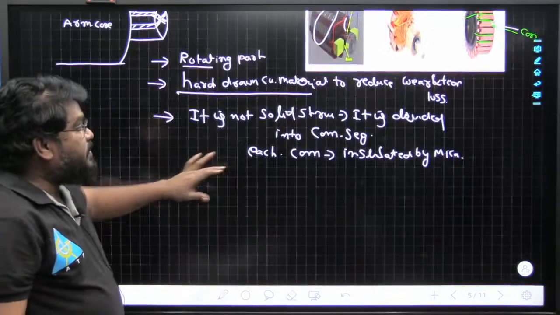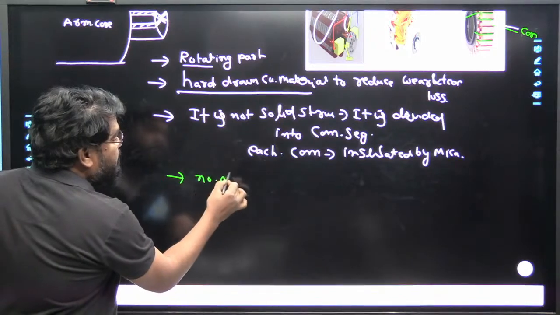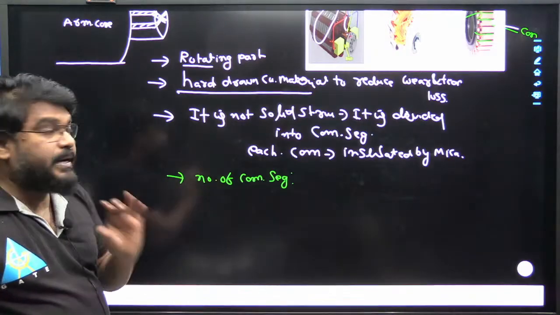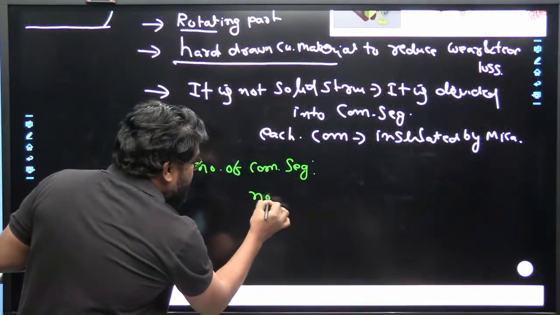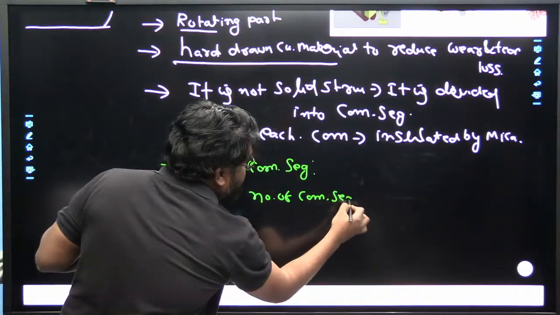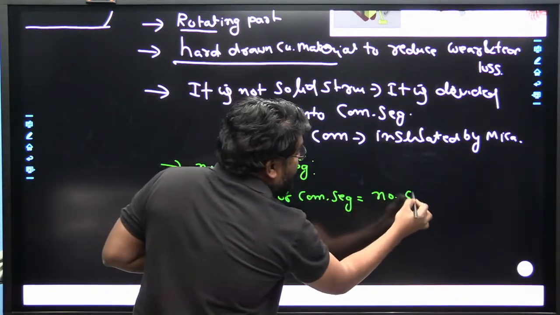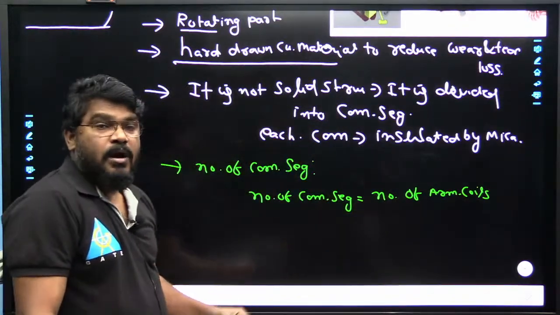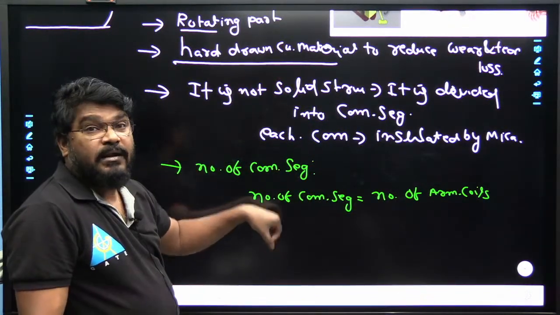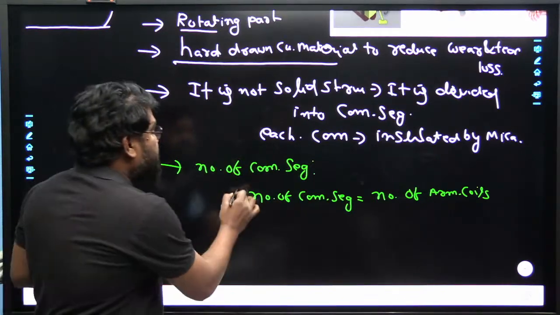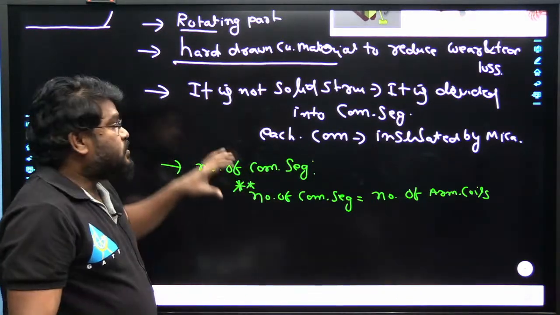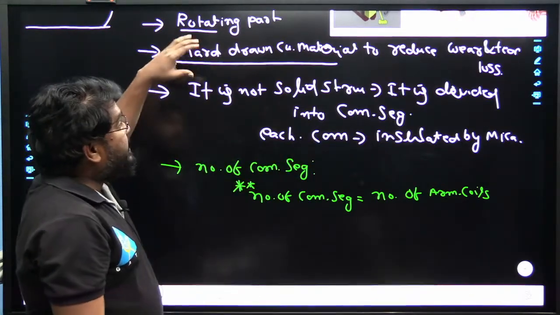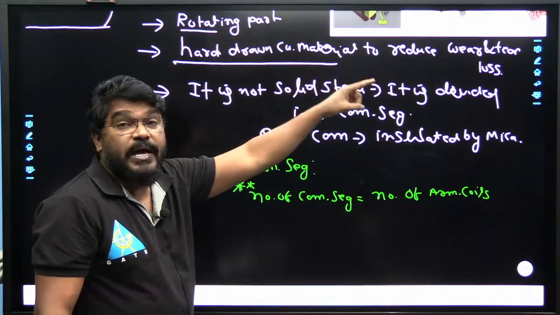Next, we have a question: what is the number of commutator segments? The number of commutator segments is always equal to the number of armature coils. Suppose there are 32 coils; how many commutator segments are required in the commutator? 32 commutator segments are required. This is also one more possible question. So the commutator is divided into commutator segments, and it is made with hard drawn copper to reduce wear and tear losses.